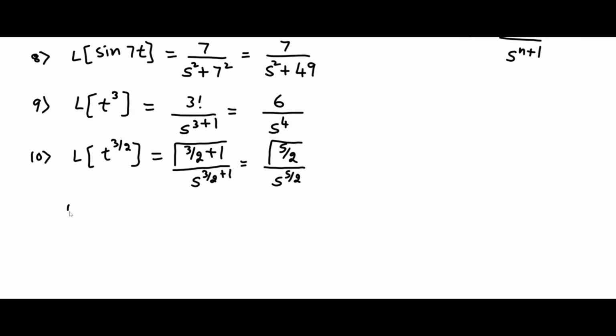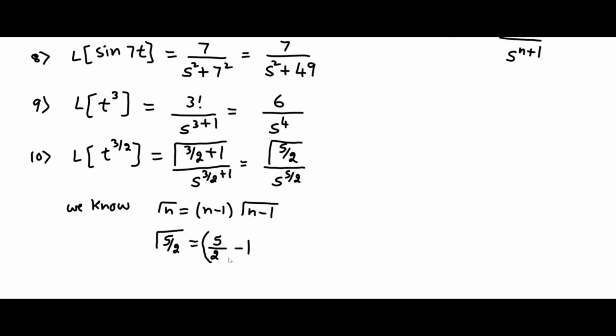To find the value of gamma of 5 by 2, we know the basic result for the gamma function: gamma of n is nothing but n minus 1 into gamma of n minus 1. To solve this gamma value, you should know this basic formula. Now if I want to find gamma of 5 by 2, the value of n is 5 by 2, so replace n with 5 by 2.